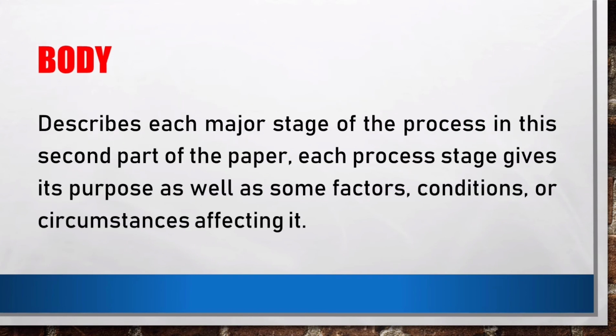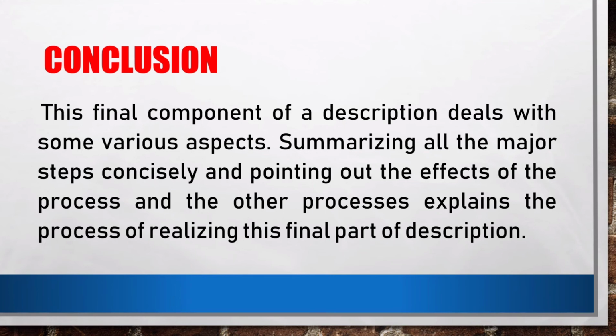Next, after the introduction, is the body of the paper that describes each major stage of the process. In this second part of the paper, each process stage gives its purpose as well as some factors, conditions, or circumstances affecting it. A detailed breakdown of the major stage into sub-stages follows. Conclusion is the last part of the description of a process. Without being excessively redundant, review the major steps in the process, walk the reader through one complete cycle, emphasizing how the completion of each stage contributes to the final overall effect. So that is the conclusion of a process.